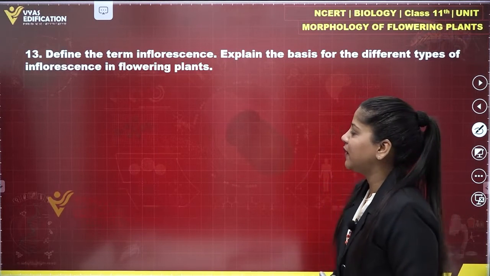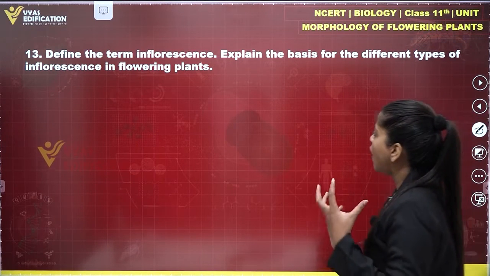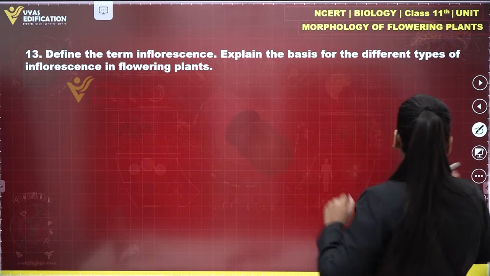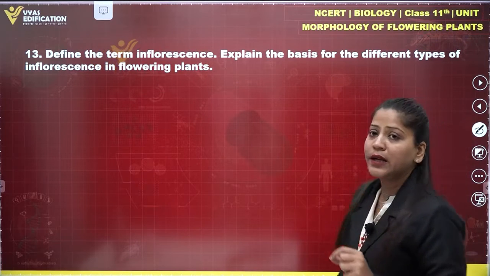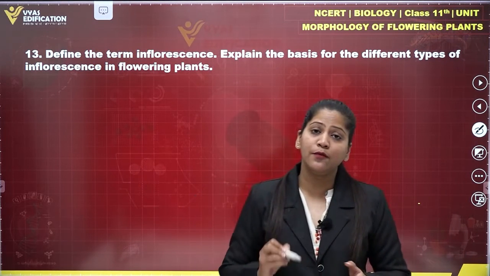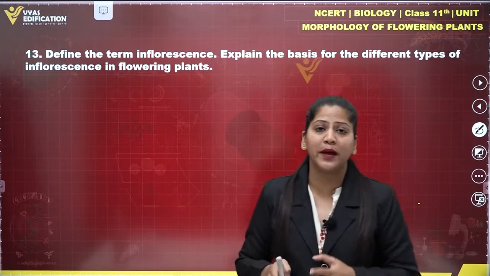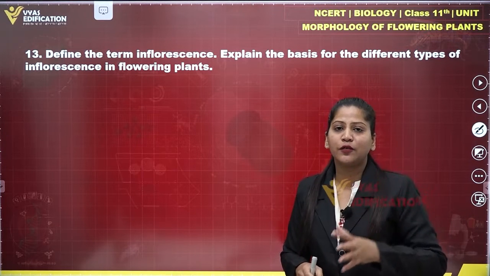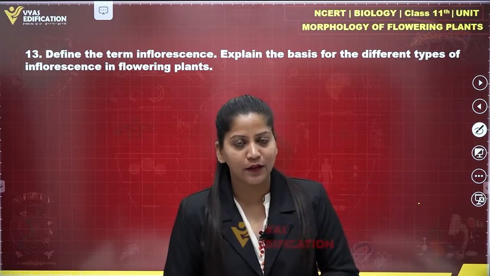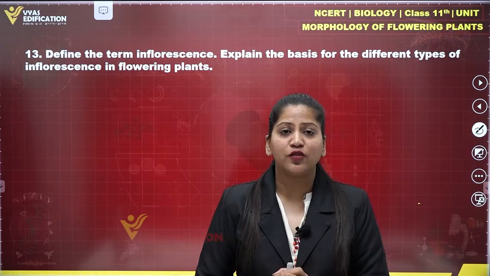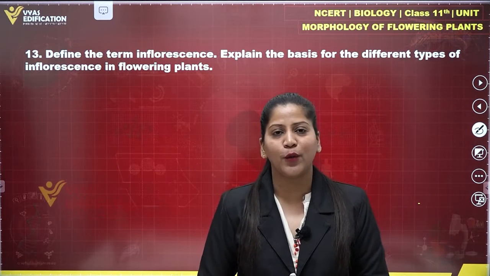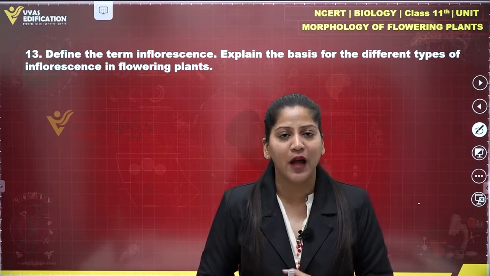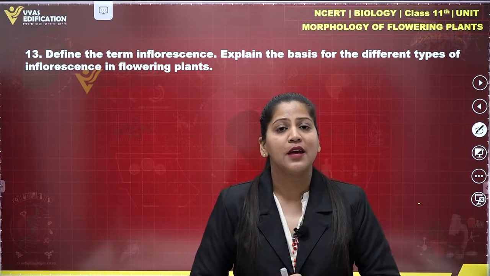Now let's talk about question number 13. Define the term inflorescence. Also explain the basis for the different types of inflorescence in flowering plants. So first we have to tell what the term inflorescence actually means. Then we have to tell on what basis the inflorescence is classified into different types. So first of all, inflorescence is the manner by which the flowers are arranged on the floral axis, or simply the pattern of arrangement of flowers on the floral axis is termed as inflorescence.